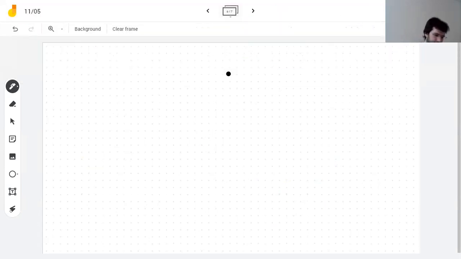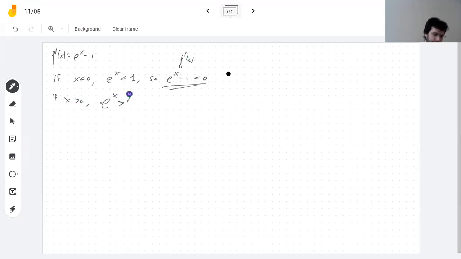So, recap. The derivative is e to the x minus one. If x is negative, e to the x is smaller than one, so e to the x minus one is negative. And this is f prime of x. And for basically the same reason, if x is positive, the exponential function is bigger than one, so e to the x minus one is bigger than zero.